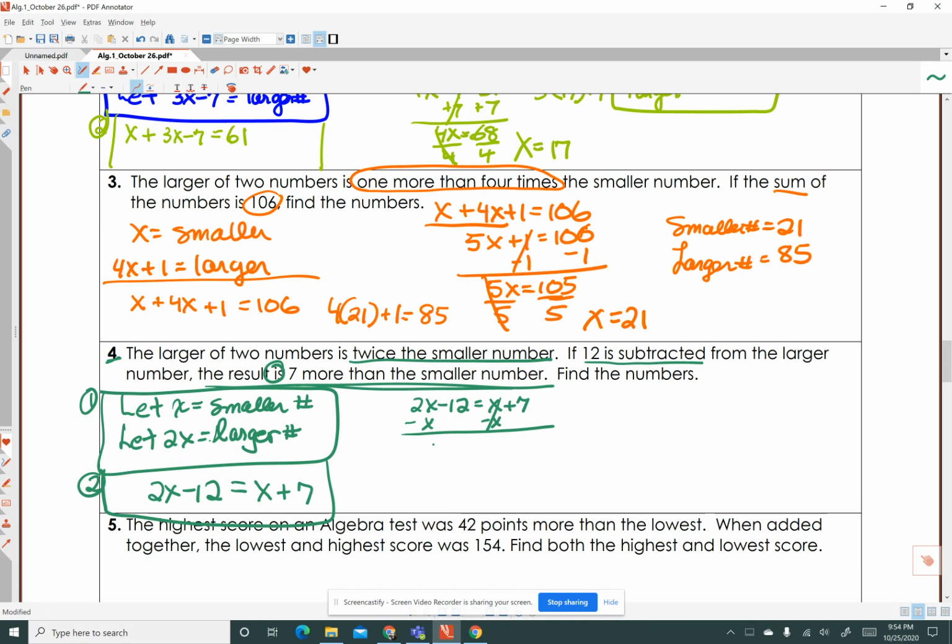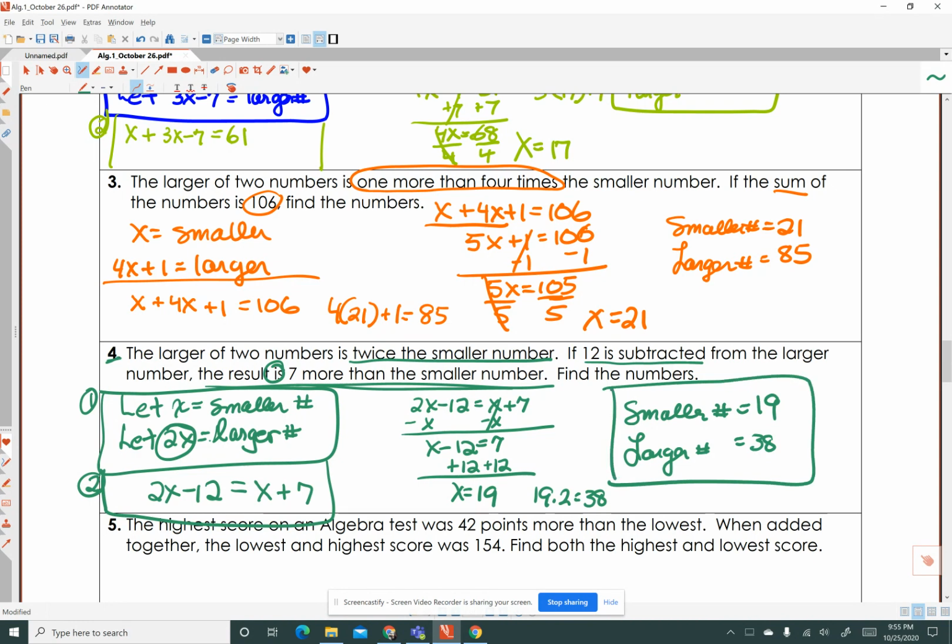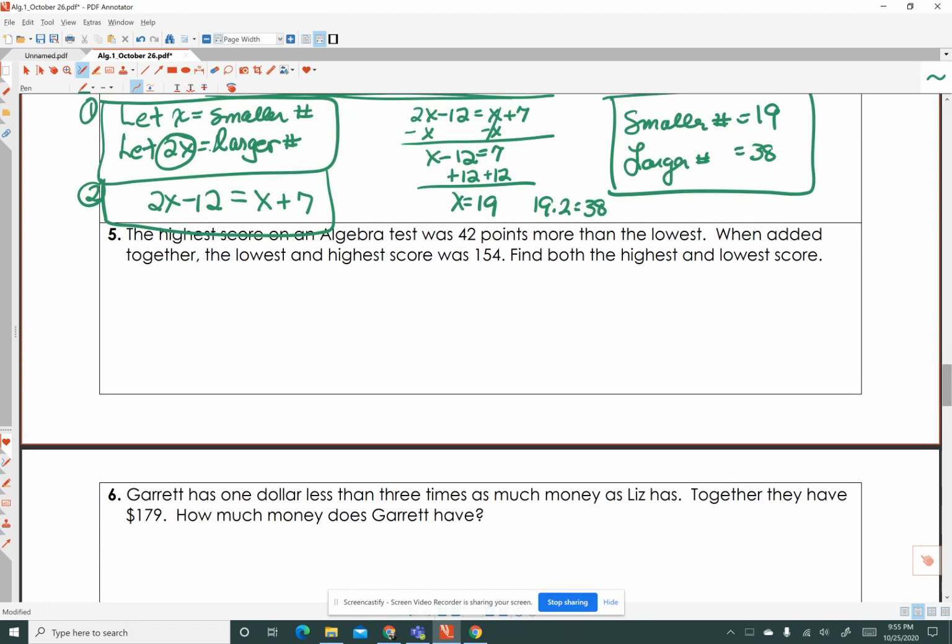Excuse me, which leaves us with x minus 12 equals 7. I'll add 12 to both sides, which leaves us with x equals 19. So if x equals 19, we know that 2x equals the larger number, so 19 times 2 equals 38. So the smaller number is 19, and the larger number is 38. Okay, let's look at number 5.